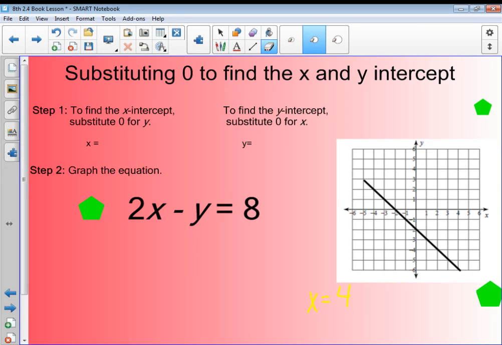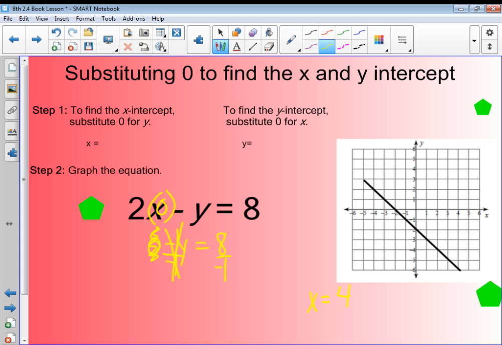Now this is where it's going to be a little bit tricky because you have to remember you cannot have a negative y. So if I substitute in a 0 where I have x, 2 times 0 is 0, minus y equals 8. So when I get rid of my 0, it's canceling out. I cannot leave this as negative y, so I have to take that next step of dividing by -1. Divide by -1, and I find out that y equals 8 divided by -1, which is -8.